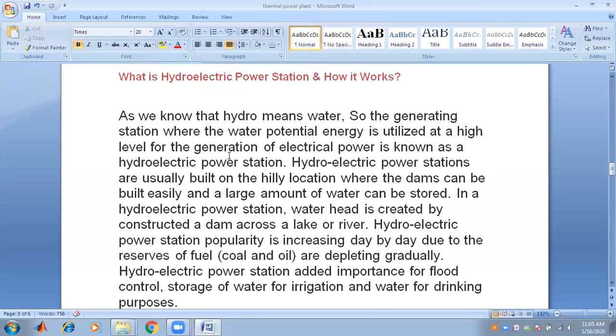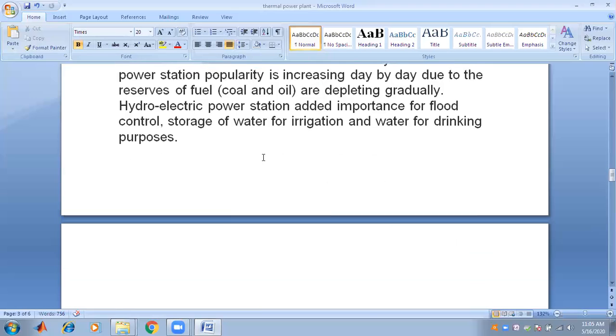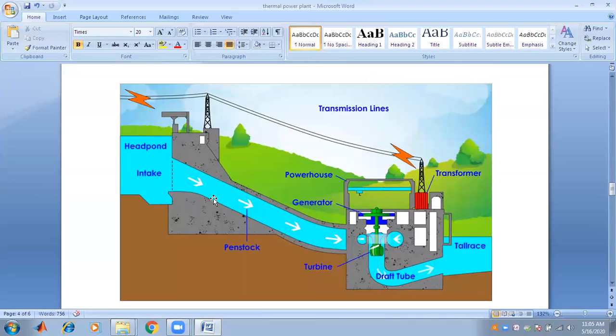Hydroelectric power stations add importance for flood control, storage of water for irrigation, and water for drinking purposes also. So the main resource for the hydroelectric power station is the water. We create a water dam, and we have to convert that stored water into electricity. This is our general overview of the hydroelectric power station.